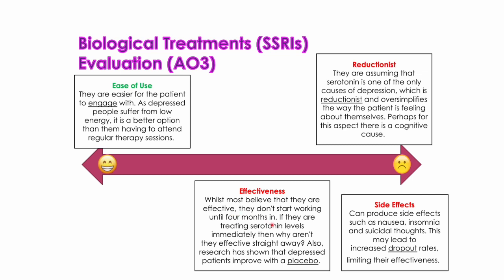Effectiveness, so you could argue they are effective, but they do take a long time to get started, and they don't really address the cause, as we've said. Research has shown that depressed patients improve with a placebo. So are these antidepressants actually as effective as they claim to be? And you can link that point of effectiveness to side effects. Their effectiveness decreases as there are dropout rates, because patients experience really severe side effects in some cases, so nausea, being sick, insomnia, not being able to sleep at night, and even suicidal thoughts, which is of course the opposite of what we want to achieve with these drugs. So high dropout rates limit their effectiveness.